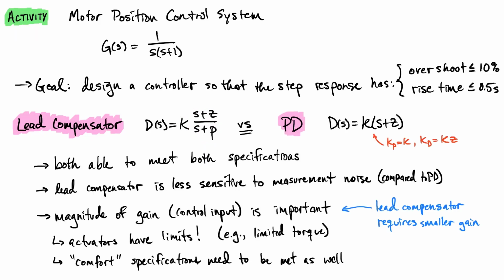Okay, so we already know some of the characteristics of lead compensators. We know that they end up being less sensitive to noise. So this is something that we can appreciate from the Bode diagrams. So what we're going to do once we move over to the RL tool is to demonstrate that we can meet both of these specifications. And one of the big takeaways here is that the magnitude of the gain, essentially one way of quantifying that is through that DC gain that we've talked about in the past. The lead compensator requires a DC gain that's a little bit lower than the PD controller.